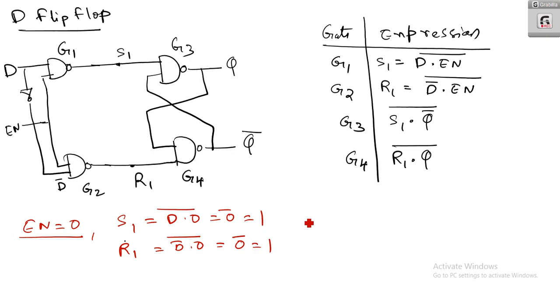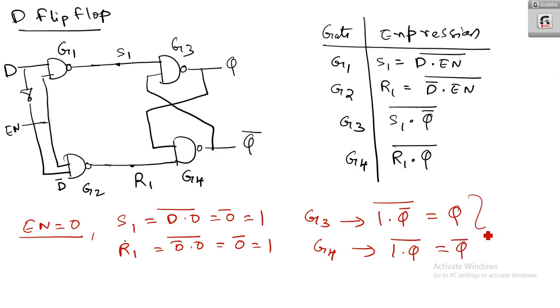What is the output of gate 3? (1 dot Q bar) the whole bar. That is Q itself. And what is the output of gate 4? That is (1 dot Q) the whole bar, that is Q bar. That means there is no change. Whatever comes in D, there is no effect on the output. There is no change between the present state and next state.